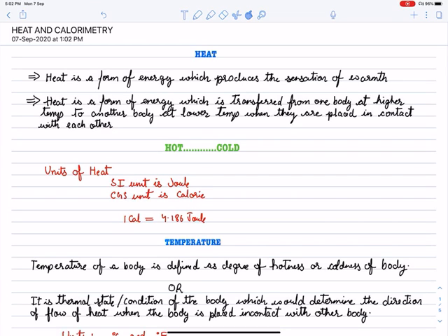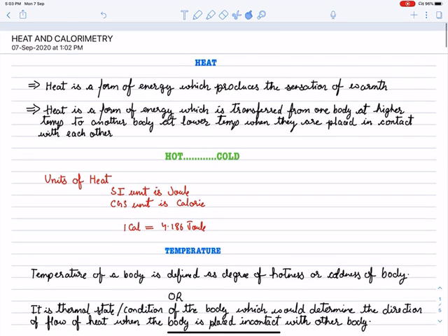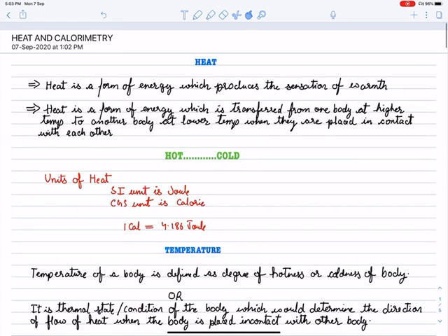In this video, we will discuss heat and calorimetry. So before going to numericals, we will talk about some basic definitions like heat, temperature, specific heat, and later on calorimetry. So let's start the video. First we will discuss what is heat, what is the basic definition of heat.